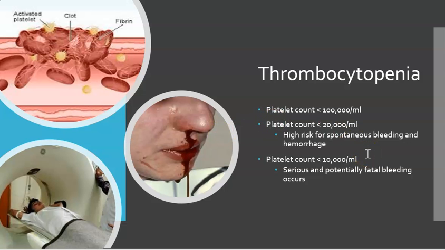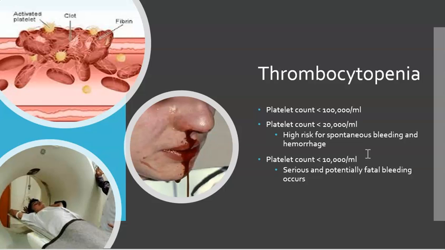Thrombocytopenia. So with this one, we've got a low platelet count. These patients are extremely high risk for spontaneous bleeding and hemorrhaging. So risk for injury is pretty great with these. You want to prevent falls because you don't want your patient to get a head injury.